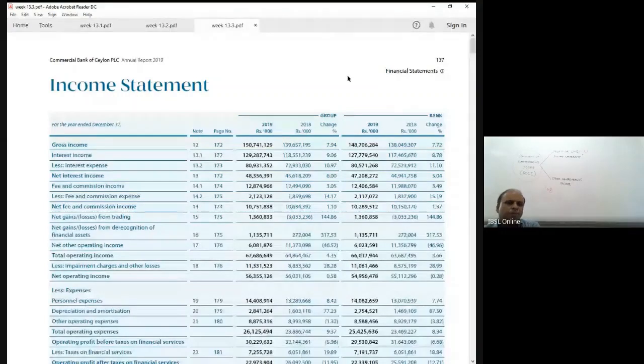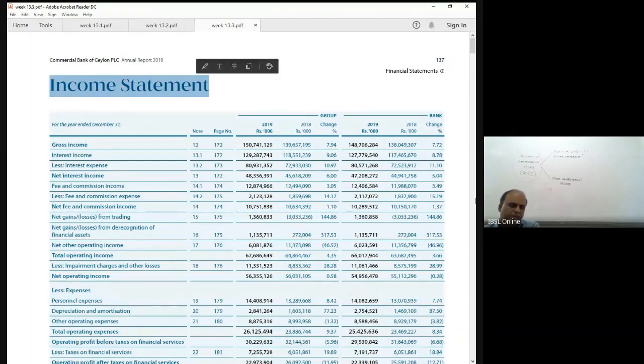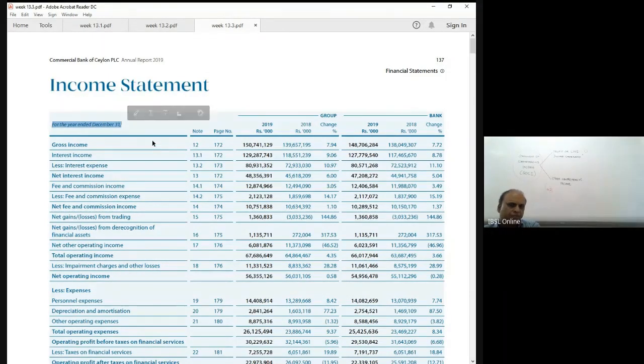Okay. Now here you have the company name. But in exams, when you are preparing, you have to write it in the middle of the statement. Yeah, you will say the company name in the middle. Then you have to specify what the statement is, that is, this income statement or whatever. Then you have to specify for which period it is. Now here they say for the year ended December 31st.